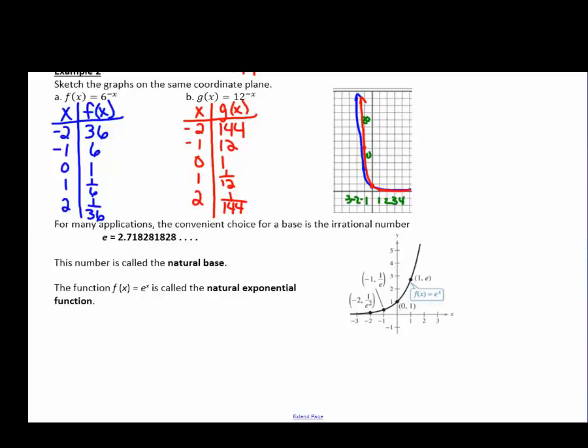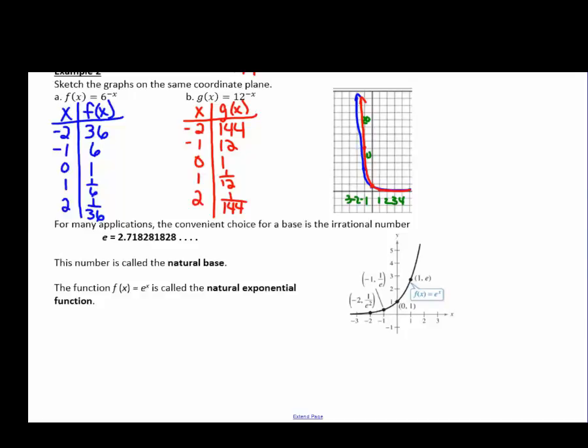Okay, so one thing that we use quite often in exponential functions is this letter e, and that's called the natural base. And so a natural exponential function is f of x equals e to the x. And really what e is, it's an irrational number. So it goes on forever without repeating, just like pi.